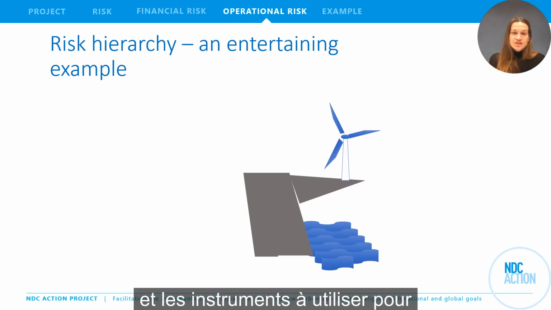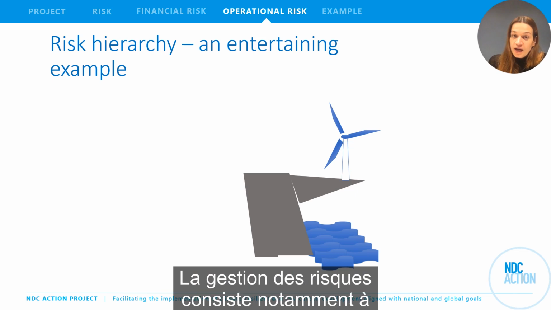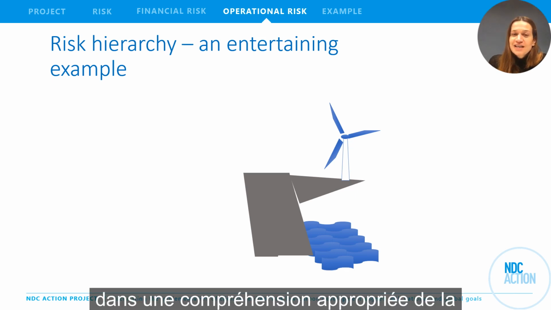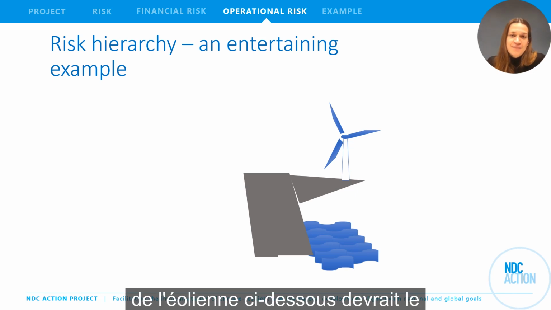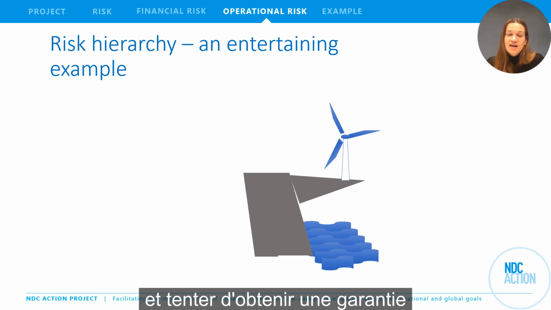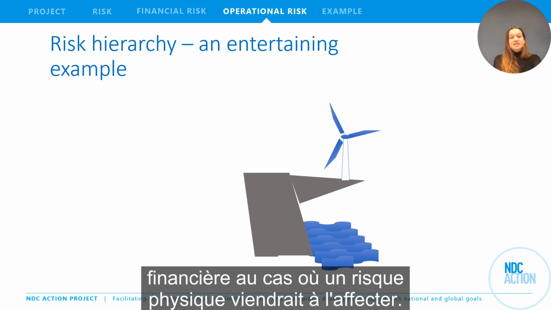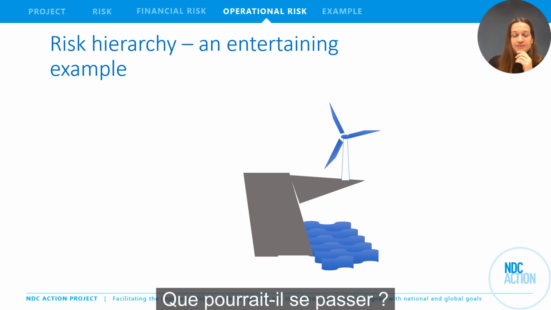Now that we've discussed financial risk and what instruments to use to mitigate project risk, let's clarify one thing. Risk management consists not least in an appropriate understanding of a risk hierarchy, as that entertaining example of the windmill below should show. We have a wind turbine in a perilous location. Of course, you could place it there and try and seek financial guarantees in case a physical hazard should make this wind turbine ineffective. But you are unlikely to succeed. What could happen?